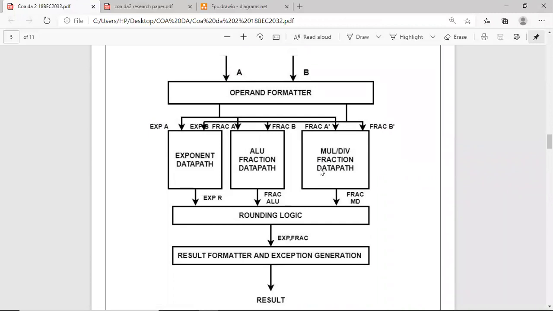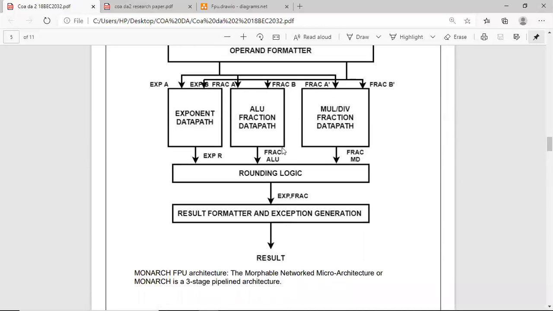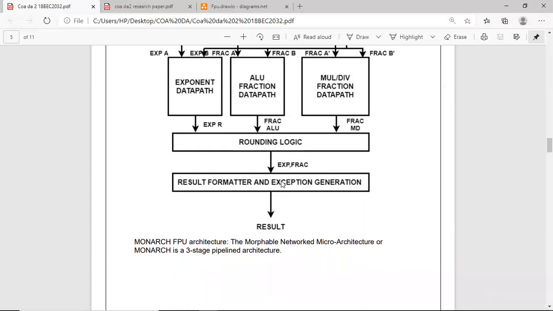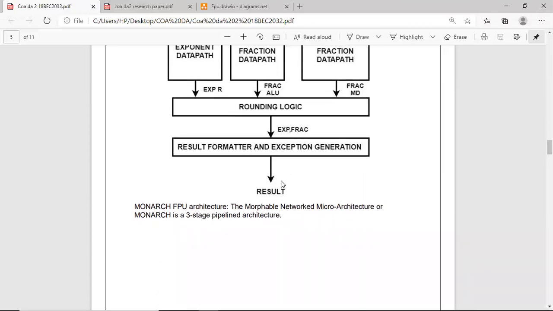The main subunits, as you can see, are the exponent data path, ALU fraction data path, and multiplication or division fraction data path. A and B are the two operands which undergo the operand formatter first. The result undergoes the rounding logic and the formatter and exception generator to get the final output.